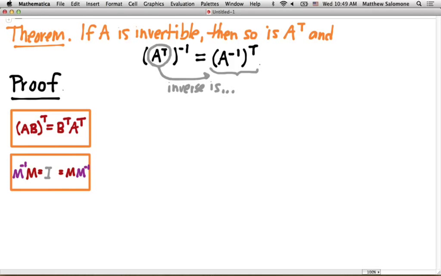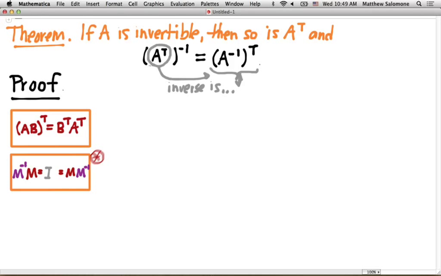And so to test that claim, it's as though I'm wandering around in the streets of Bridgewater and I have A transpose, and someone comes up to me and says, hey, I've got your inverse, and they hand me this thing over here on the right. They hand me the transpose of the inverse of my original matrix. And so to test that, we just need to apply this test, our definition of invertibility.